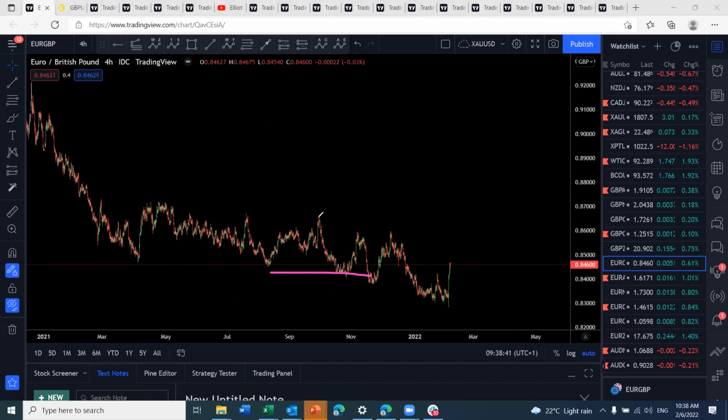We've got this running flat here. We've got this move here. We've got 1, 2, 3. We've got this move here. So I'm expecting at least a 3-wave move here on euro pound to the upside.